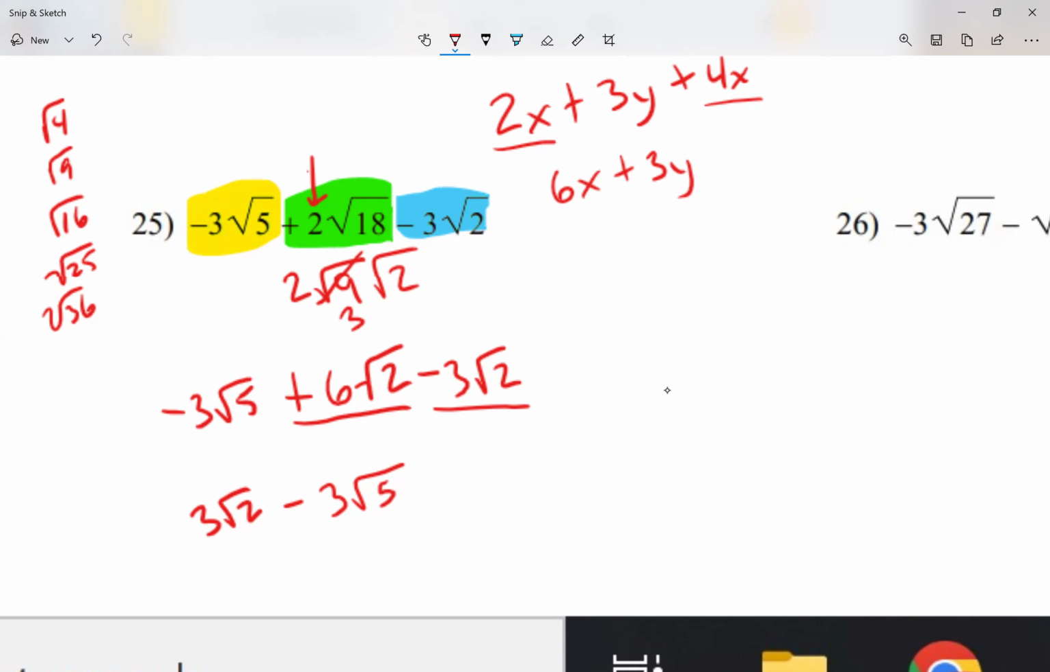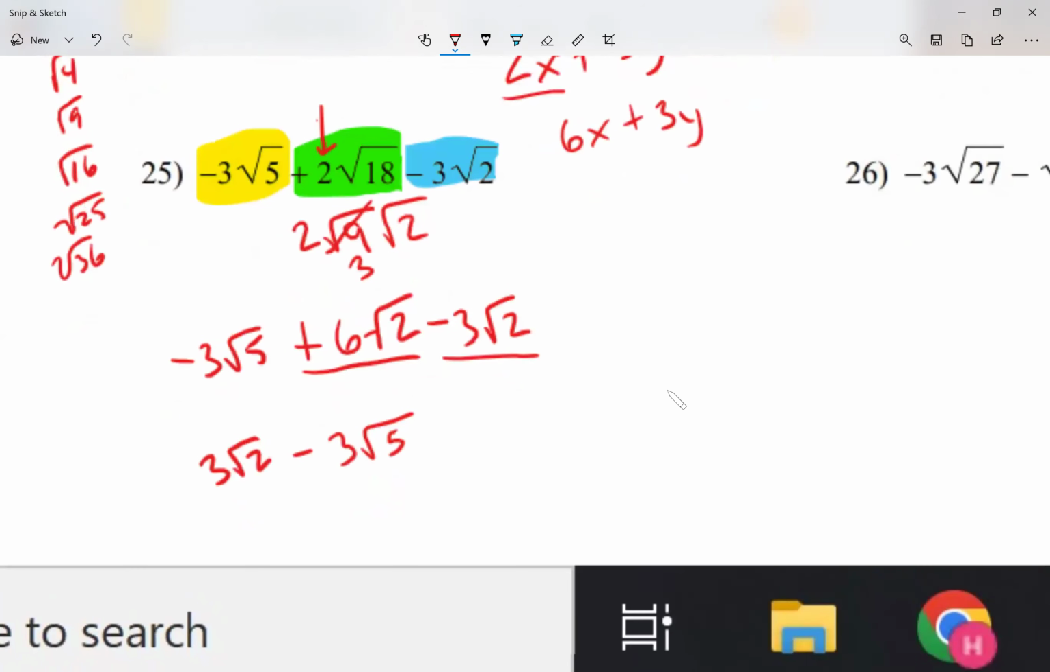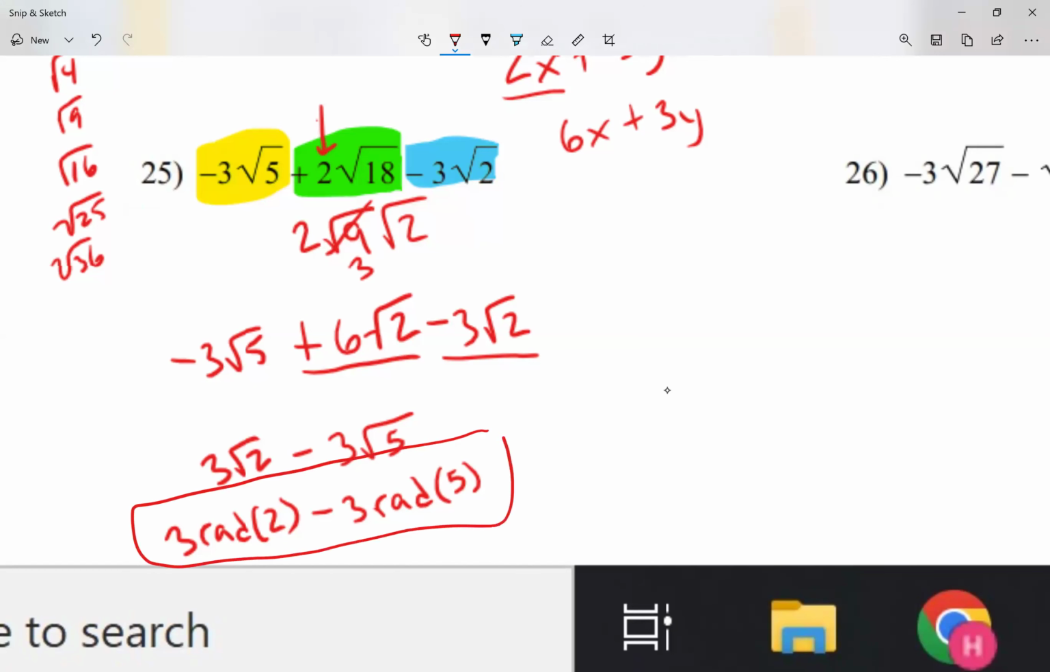Okay, so now on the radical, we talk about the radical sign. We cannot type in the radical sign. So the way I'm going to type this will be 3 rad, and then open and close parentheses, inside the parentheses 2. So 3 radical 2 minus 3 radical 5. So rad, open and close parentheses, inside the parentheses of 5. So this is how we're going to type our answer.